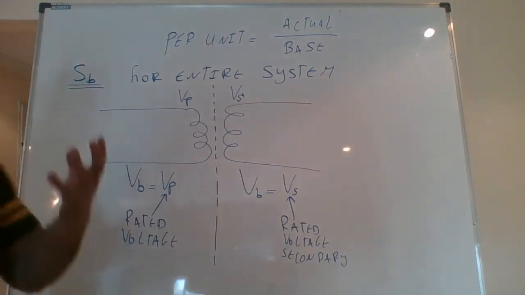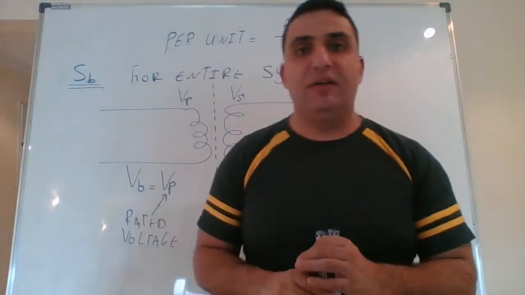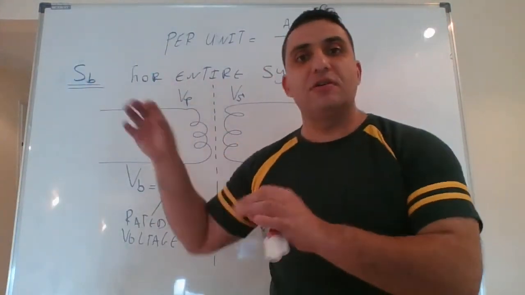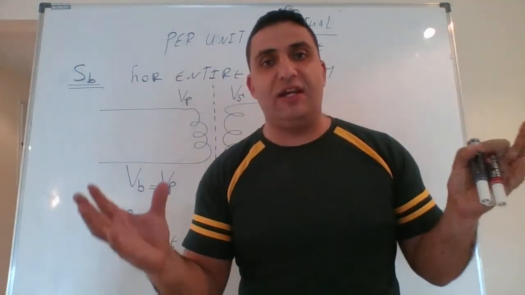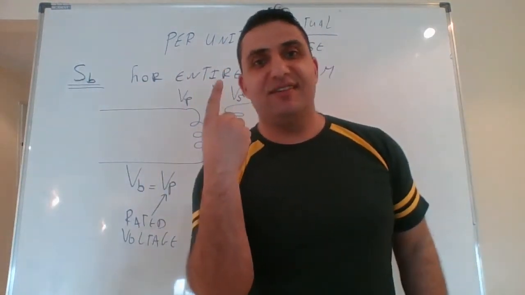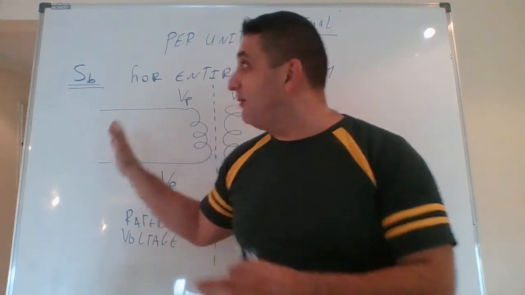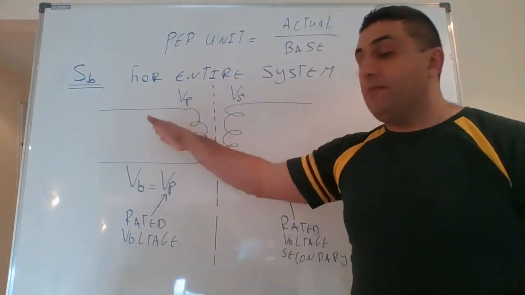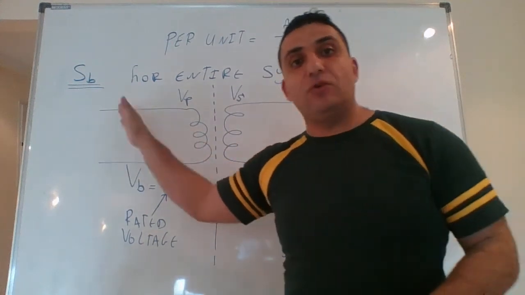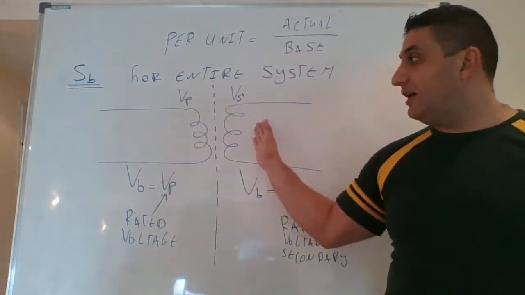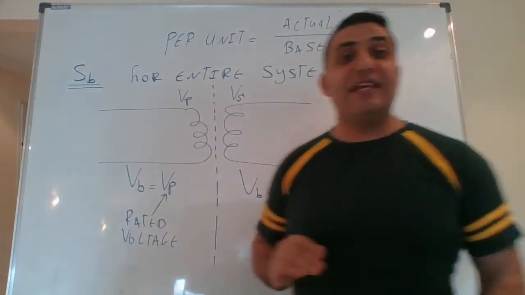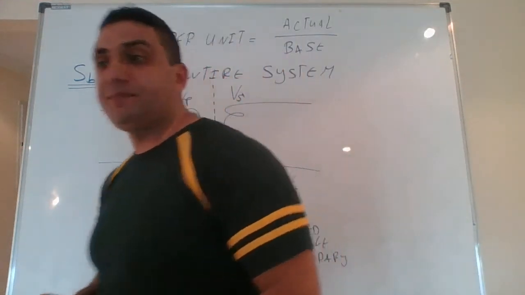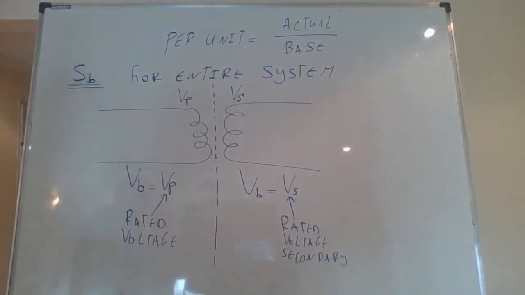If I have no transformer, if I have a voltage source supplying a load through a transmission line, I have one voltage base. When I have a transformer, I have to distinguish between either side, the high side or the primary side, and the secondary side of the transformer. I hope that's clear. That's how I set up my system.